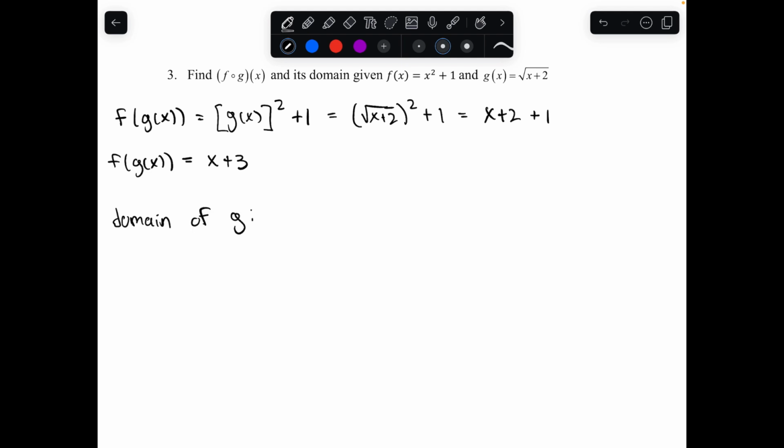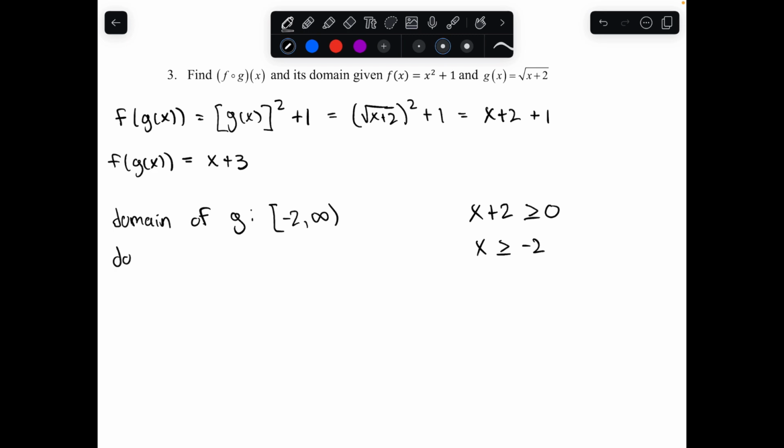So, I just need to make sure that x plus 2 is not negative. Now, we can write an inequality. So x plus 2 is going to be greater than or equal to 0. Now, there's nothing wrong with having a 0 in our square root, so we're going to have the equality as well. So solve for x, and we get that x is greater than or equal to negative 2. So the domain of g is going to be negative 2 to positive infinity.